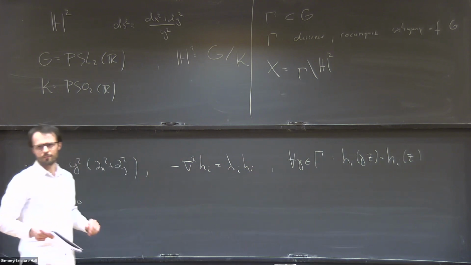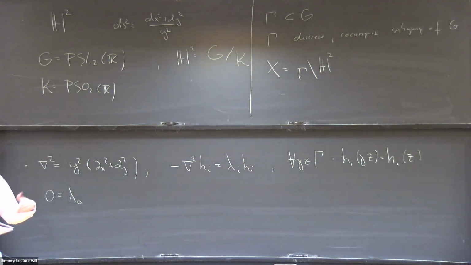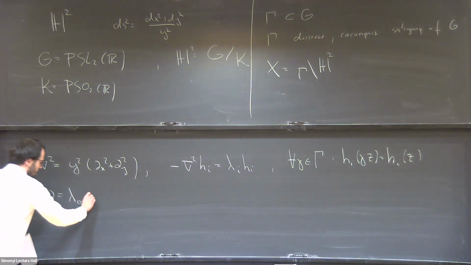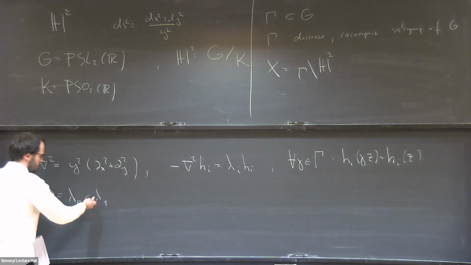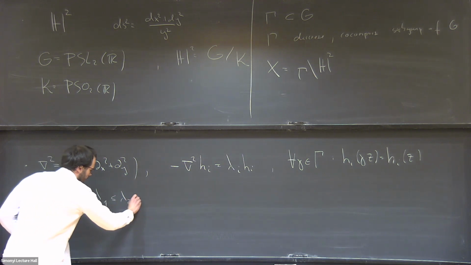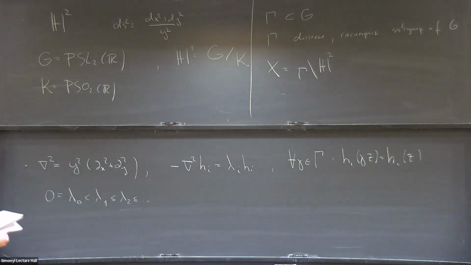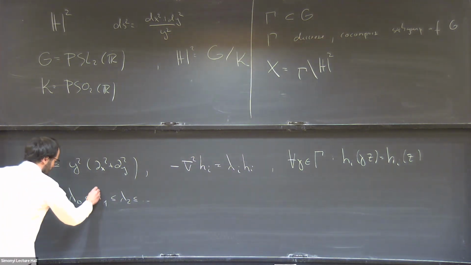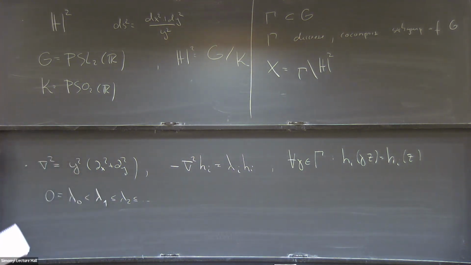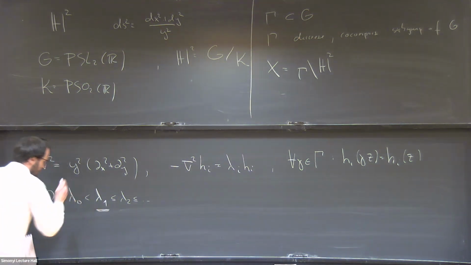You're saying it's periodic boundary conditions. That's right. So 0 is the first eigenvalue, and there is some non-zero gap to the first non-trivial eigenvalue, and then infinitely many eigenvalues going up to infinity. And of course, lambda 1 is of special interest, for example, because of the Selberg conjecture and so on. And today I'll mostly focus on this lambda 1.